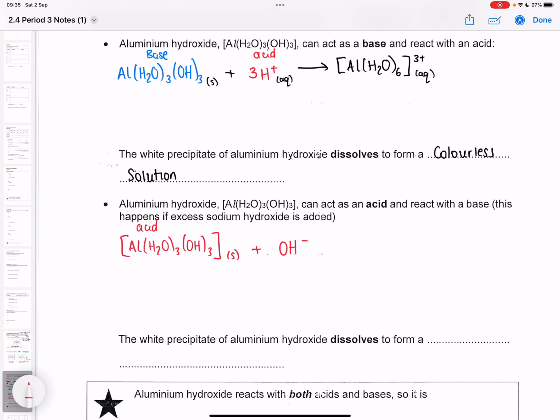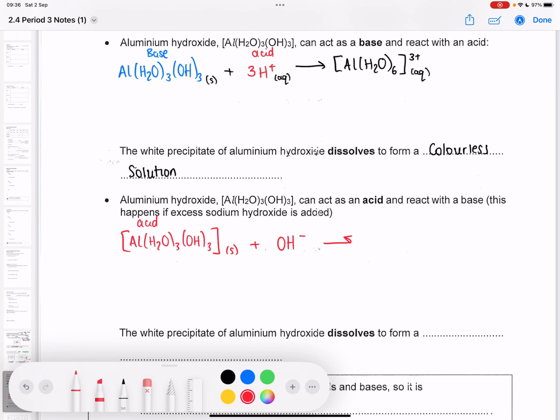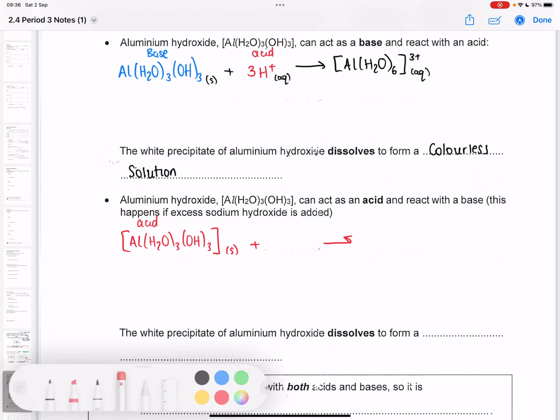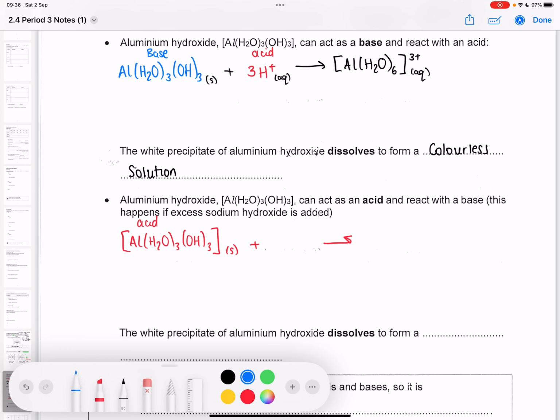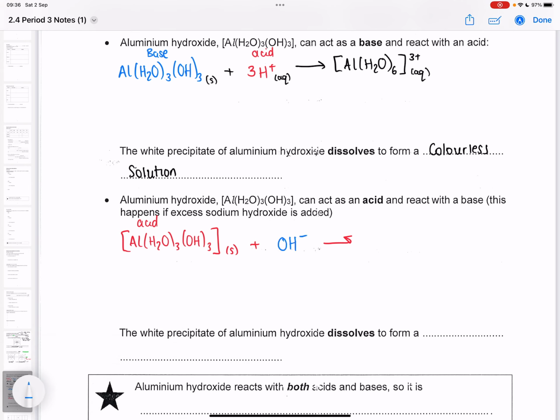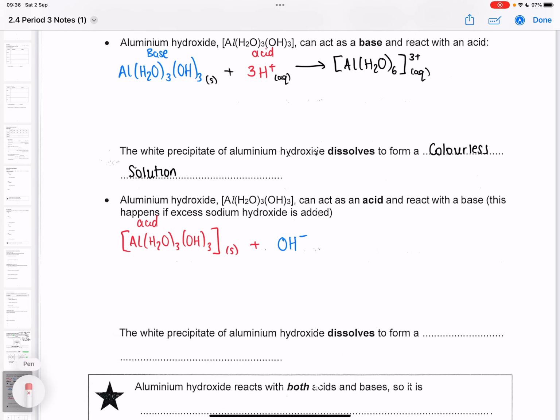we're not actually going to pull off the 3, makes it go to having 6 OHs and pull off H's off 3 more of the waters. Because after I would have formed this product, and I've just realised I need to change that to the colour for base. So this was my aluminium hydroxide added as an acid.